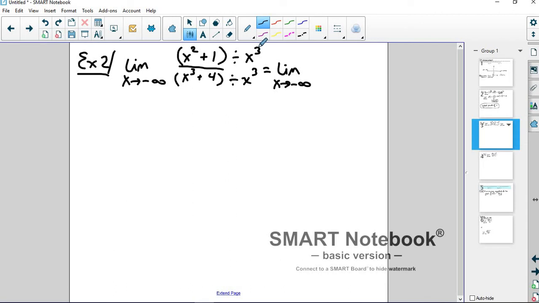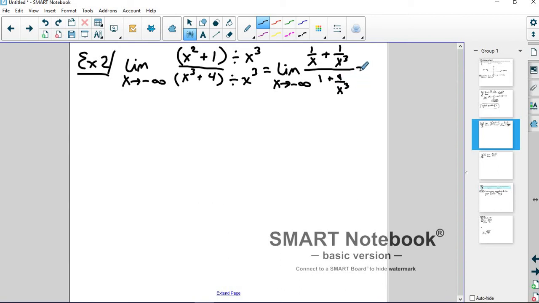Well, if I divide x squared by x cubed, I get 1 over x. If I divide 1 by x cubed, I get 1 over x cubed. If I divide x cubed by x cubed, I get 1. If I divide 4 by x cubed, I get 4 over x cubed. As long as I do the same thing to the top and bottom, that's legal.